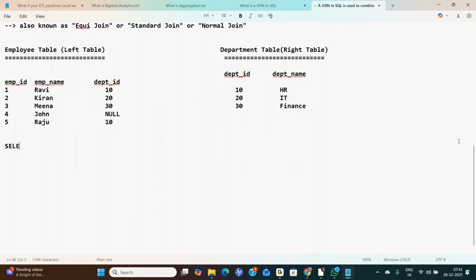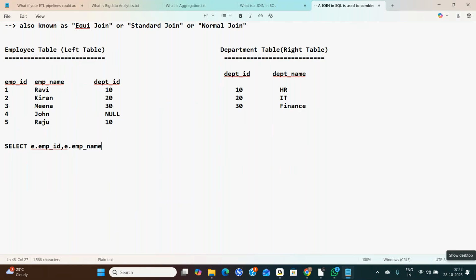Guys, write the query, select statement. Select E dot employee ID. Employee table alias name is E. Suppose you use E dot EMP underscore ID, or if you don't use the alias name, it will also work, right? Because employee ID is not common. Only department ID is common. If you use it without the alias name, then only it will throw an error.